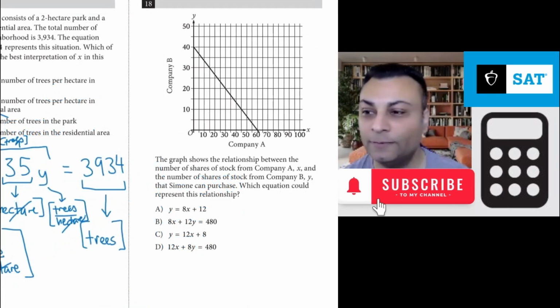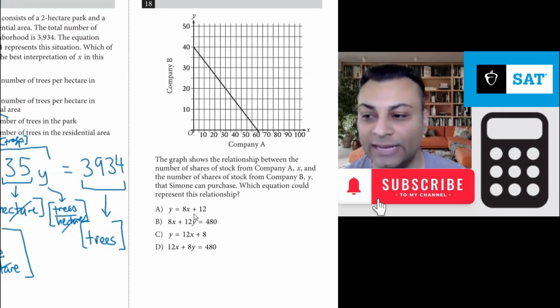Number 18, the graph shows the relationship between the number of shares of stock from company A, which is X, and the number of shares of stock from company B, which is Y, that Simone can purchase. Which equation could represent this relationship? Okay, this particular line, the first thing we note is that this line has a negative slope. You see it's going down when read left to right. It's going down, negative slope.